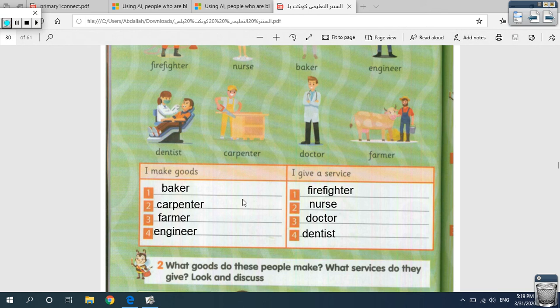Engineer. We put him here and we can also put him in services, because he builds not only houses, he can build what? Also a hospital, a school, and all of these places give us service. So we can put him in I make goods and I give service. Both of them are right. Dentist, of course, gives service. Carpenter makes anything out of wood, beds, like what we said. Doctor, service. Farmer, of course, goods.